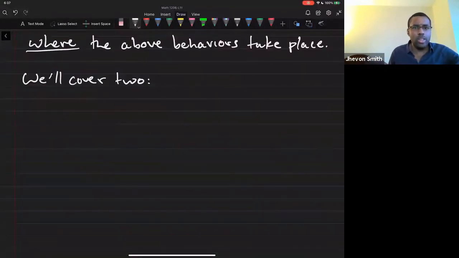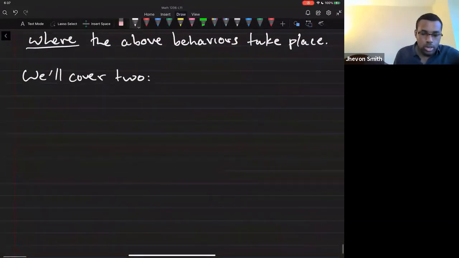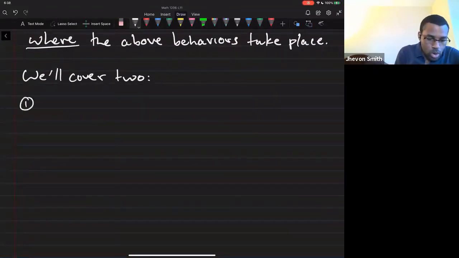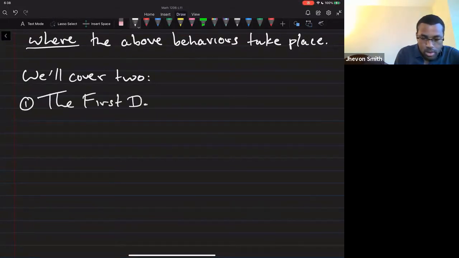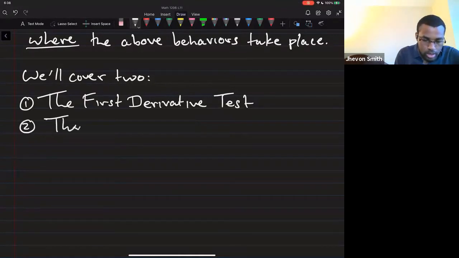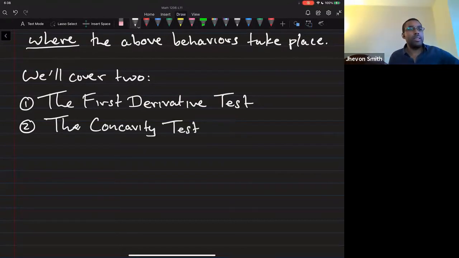So there are some tests that we can do for that, where we can't just know it's increasing, or it's increasing at an increasing rate starting at this point. We can actually find the point. So these are one, it's called the first derivative test, and two, it's called the concavity test. And these are used for different purposes. Maybe I should mention it here.